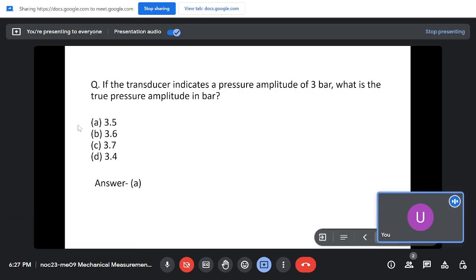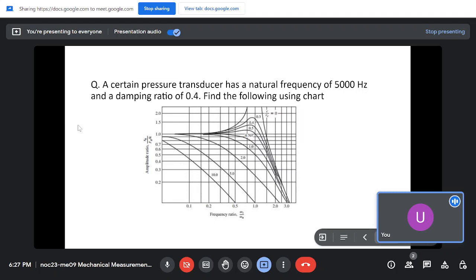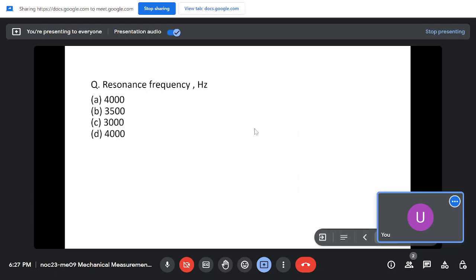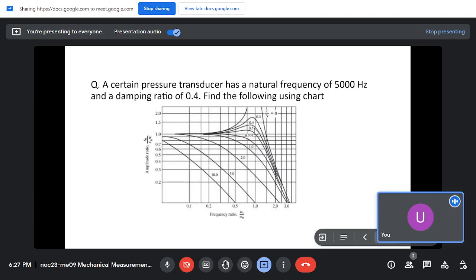So moving on to the next question, a certain pressure transducer has a natural frequency of 5000 hertz and a damping ratio of 0.4. Find the following using the chart. So a pressure transducer has been provided which has a natural frequency of 5000 hertz and a damping ratio of 0.4. So we have to answer some questions using the chart.